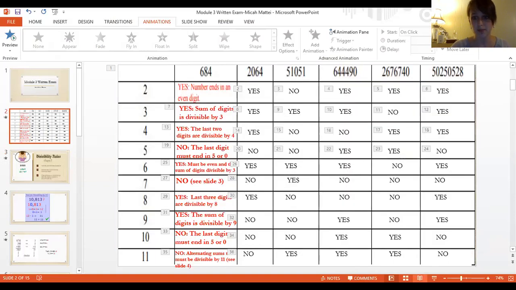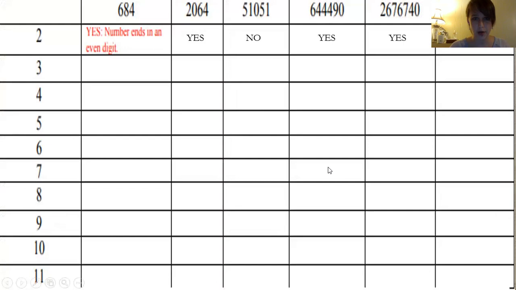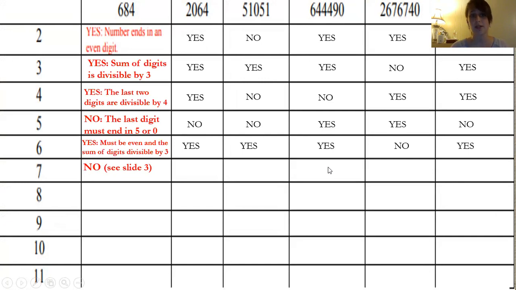So we go back to our divisibility table. Let me go back to where we left off. Let's see, we go back to 6. Okay, so that one, 684, is not divisible by 7. The only one that is, is the example that I showed you, because if you subtract the 2 from 51, it's 49, divided by 7 is 7, and so it is divisible.